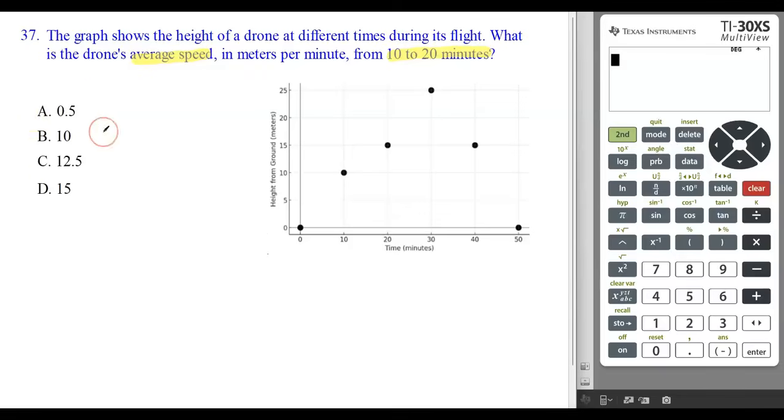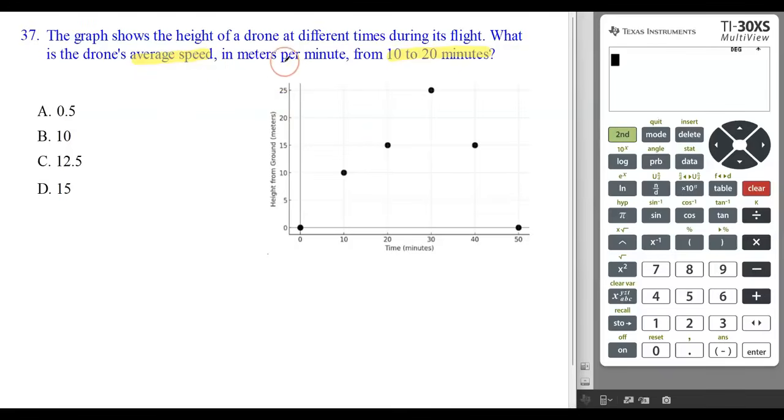And also you want to make sure you understand what your answer choices mean. For example, answer choice A means that the drone is traveling 0.5 meters in 1 minute. Answer choice B means that the drone is traveling 10 meters in 1 minute, and so on. So based on that, let's move on to the actual problem.